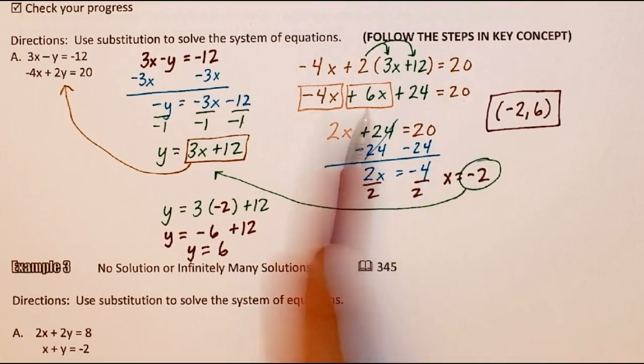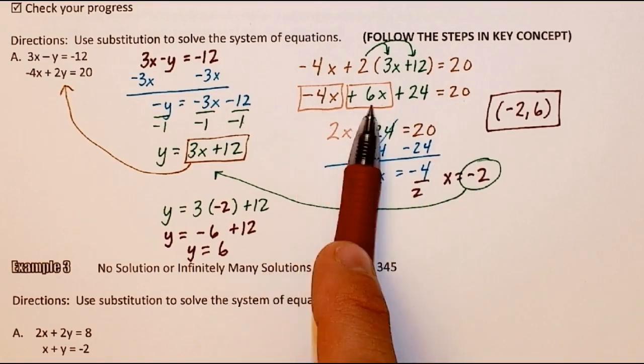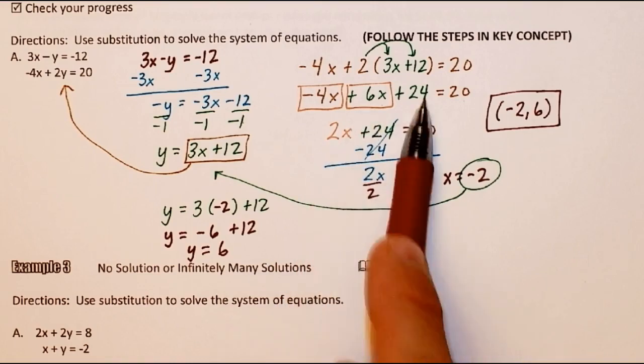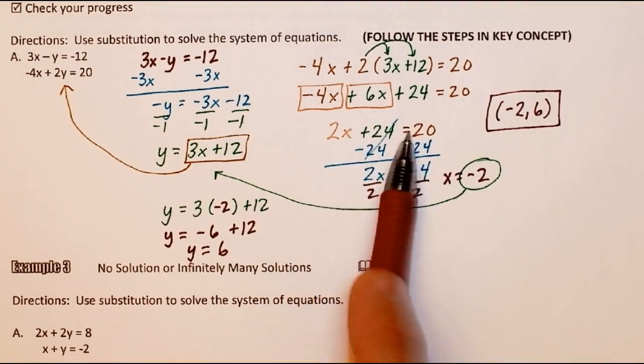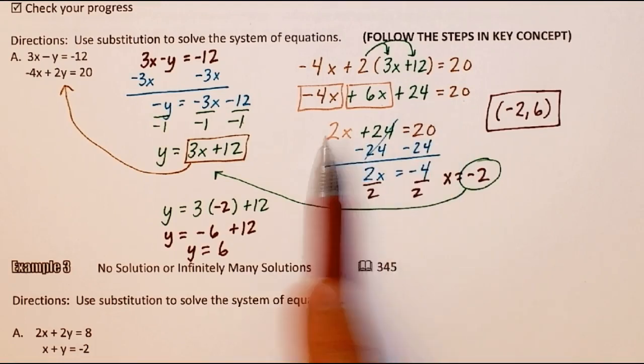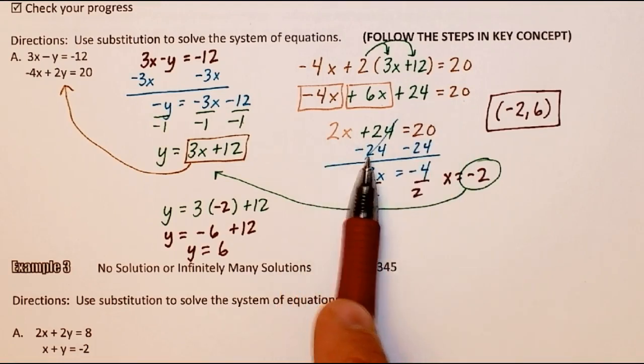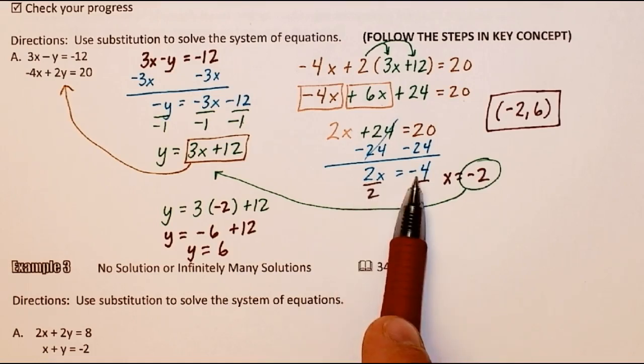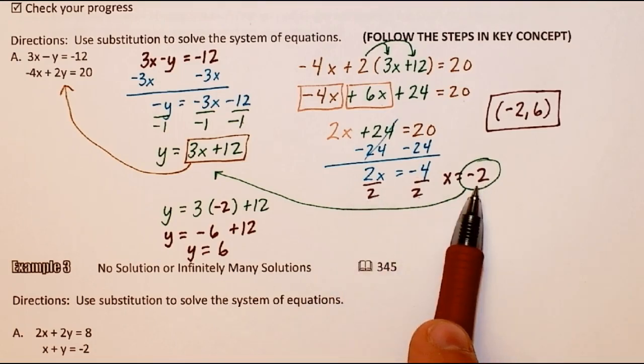From here, combine like terms, so negative 4x plus 6x is 2x. Didn't use the plus 24 or the equals 20. In order to get x by itself, I subtracted 24 from both sides, so 2x equals negative 4. 20 minus 24 gives you negative 4. Now divide everything by 2, and you get x is equal to negative 2.